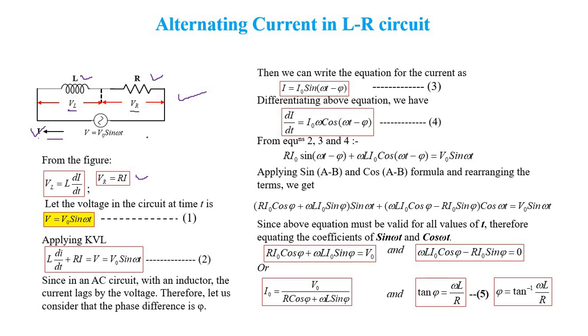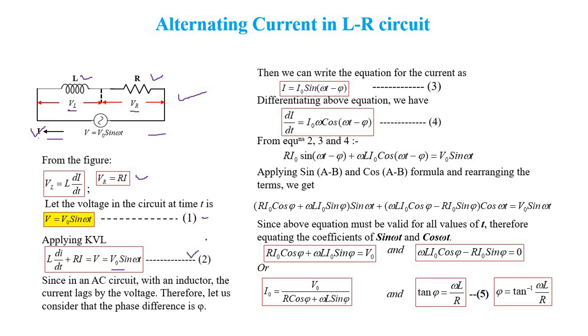Now let the voltage in the circuit at time t is given by V is equal to V0 sin omega t. Let it be equation number 1. Now apply the Kirchhoff voltage law in this circuit. We will get L di by dt plus Ri is equal to V, where V is equal to V0 sin omega t. So here we will get the equation number 2.